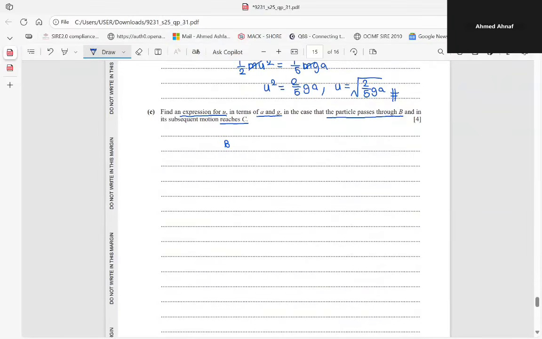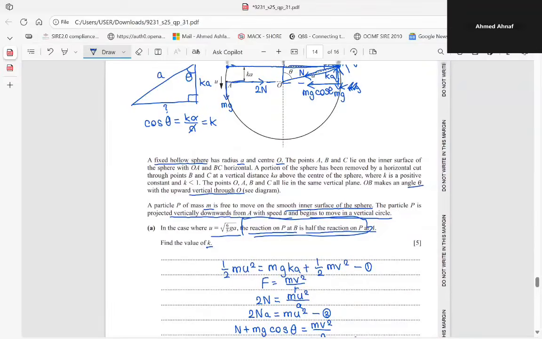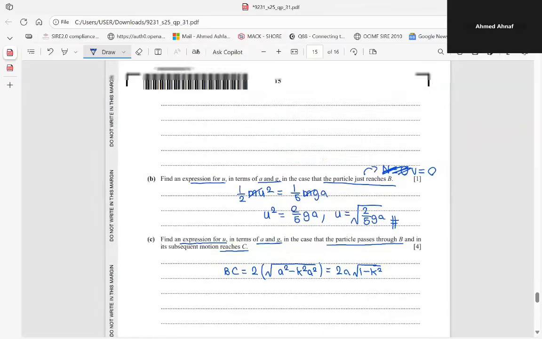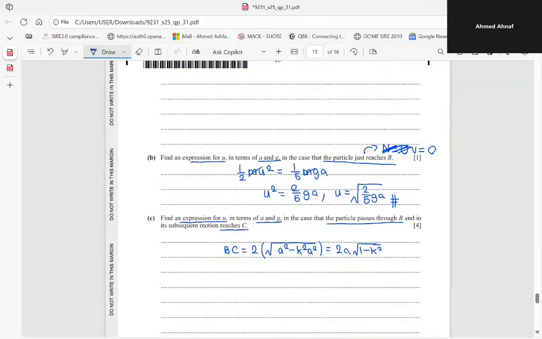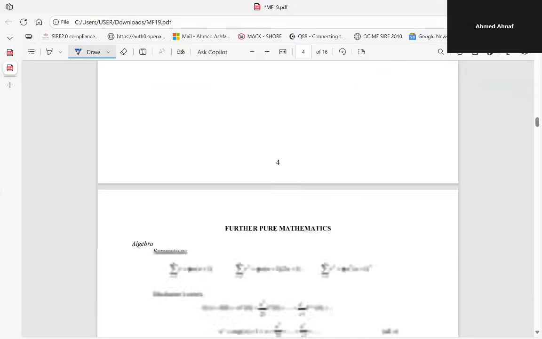So BC is just going to be 2 times the distance of that, which is square root of a squared minus ka squared. So a squared minus k squared a squared. Simplifying, you'll get 2a root 1 minus k squared. So this is the length of BC. Now we have the horizontal distance. Now we're going to use our equation of the trajectory to find out.